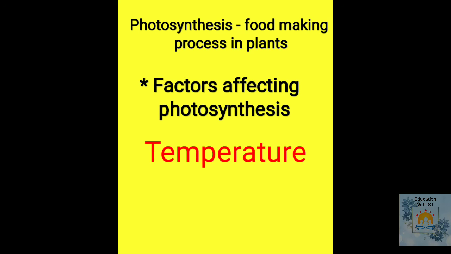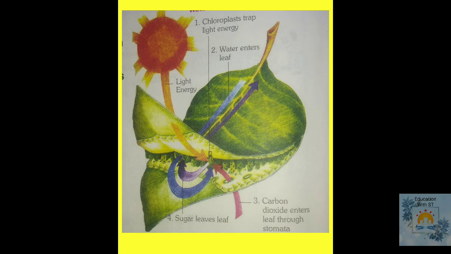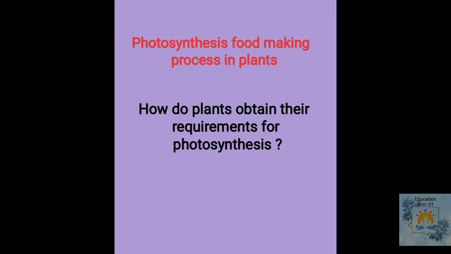Temperature. The temperature does not affect the light reaction but affects the dark reaction markedly. The effect of temperature on photosynthesis varies from plant to plant. In addition to these factors, the internal factors such as age of the leaf, chlorophyll in leaf, internal structure of the leaf, etc. also affect photosynthesis. So in photosynthesis food making process, there is one more topic, that is how do plants obtain their requirements for photosynthesis, and that we are going to do.